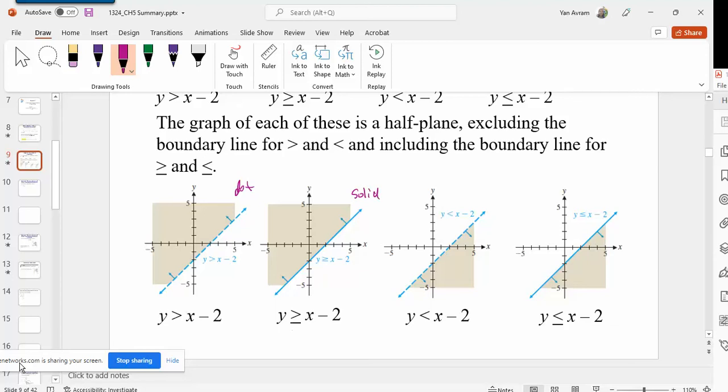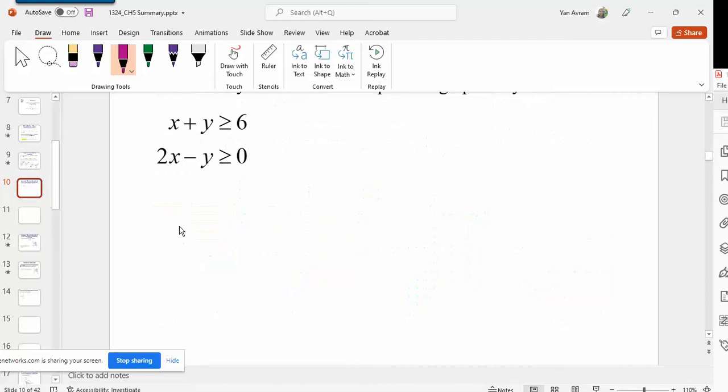For y less than x minus 2, again we're using the dotted line because it doesn't have an equal sign. And y less than or equal to x minus 2 is a solid line. The reason it's a solid line is that you have an equal sign here. That is how you identify whether to use the dotted line or the solid line.